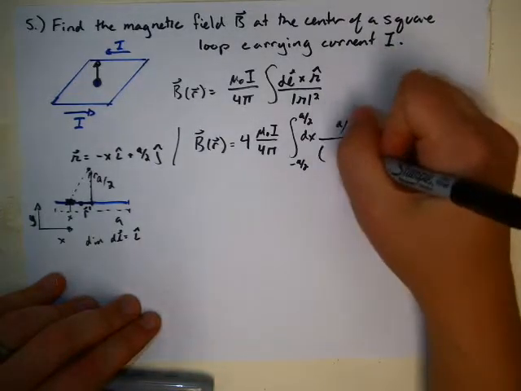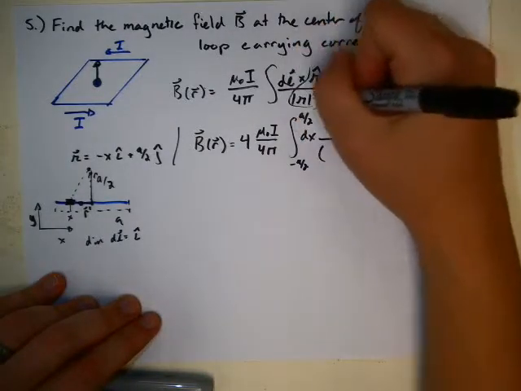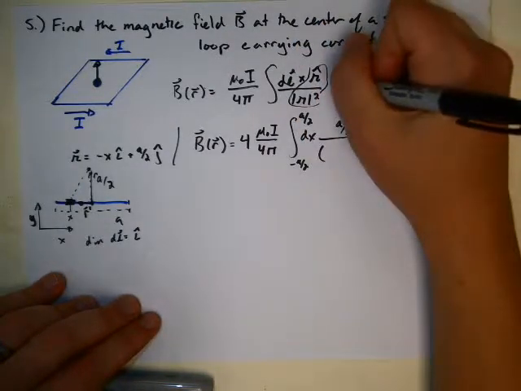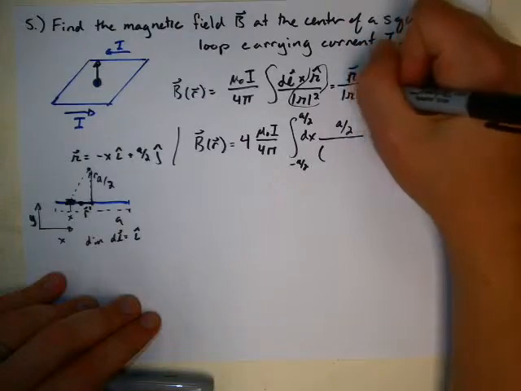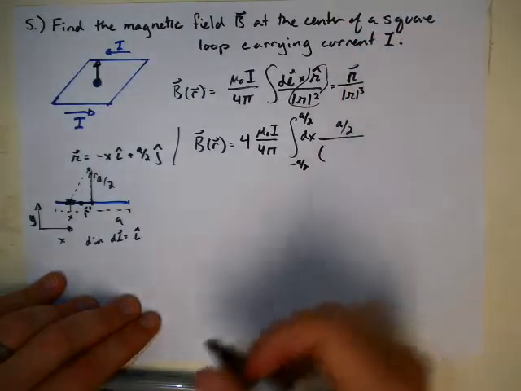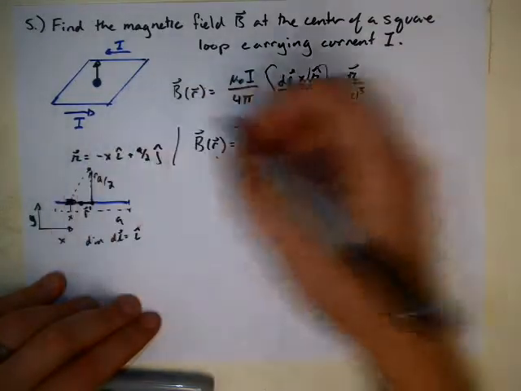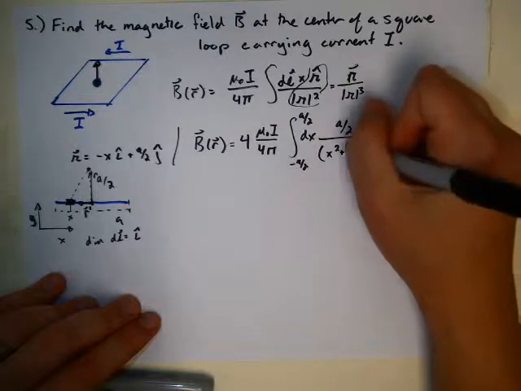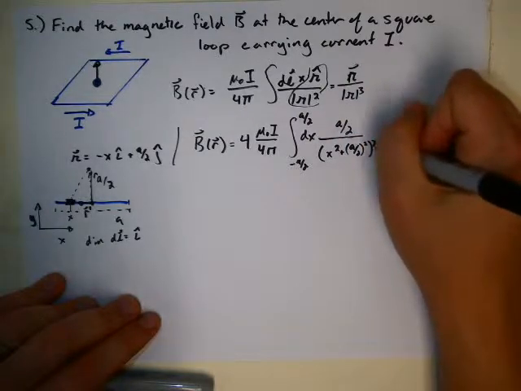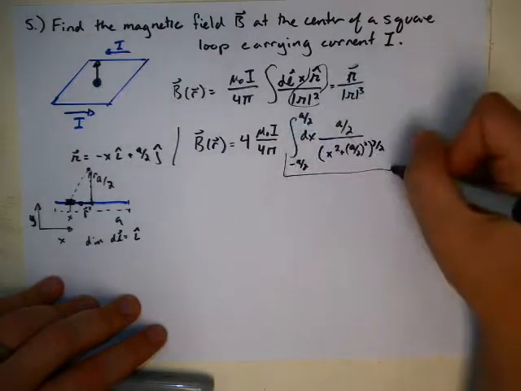And down here, this structure, r hat over r squared, of course, can also be written as script r vector over script r cubed. And so script r cubed can be written as x squared plus a over 2, quantity squared, to the 3 halves power. So all I have to do is evaluate that integral.